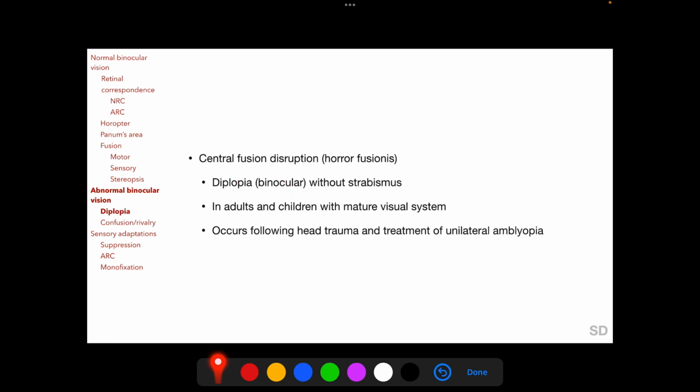Binocular diplopia can also occur without strabismus, in which case it is called central fusion disruption, and it occurs in individuals with a mature visual system and can occur following head trauma or treatment of unilateral amblyopia. So in central fusion disruption, diplopia is binocular, that is, diplopia disappears when either of the eyes is closed. But in central fusion disruption, strabismus does not occur. In contrast, binocular diplopia is also typical of strabismus.